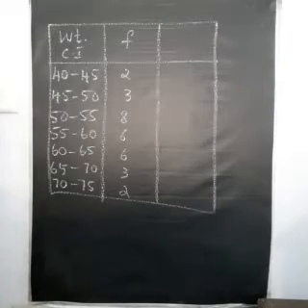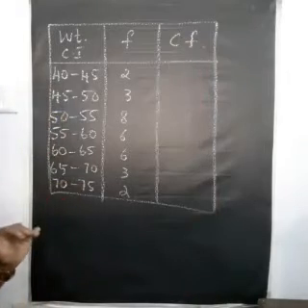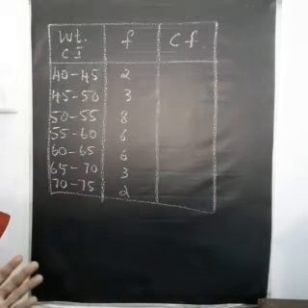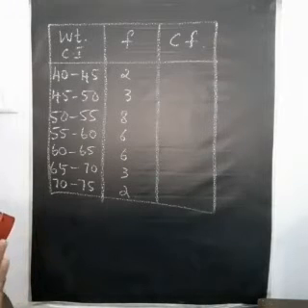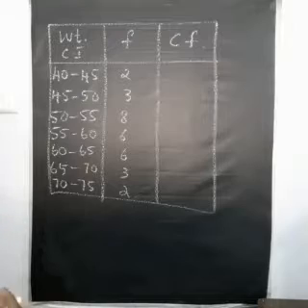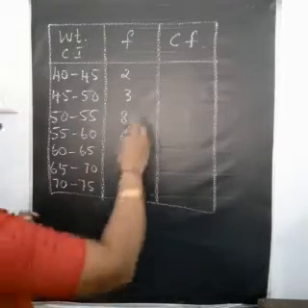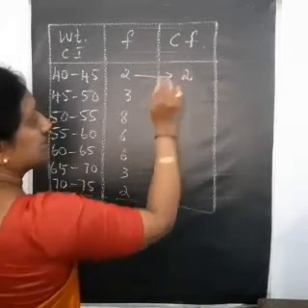So now what we have to do is find the cumulative frequency. Cumulative means to accumulate. So from the beginning till the end, we have to add up and get the value. When you want to accumulate, in this case, the first value will be 2.